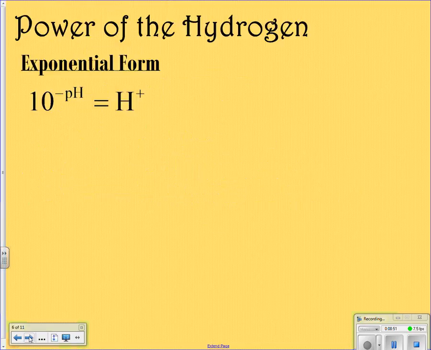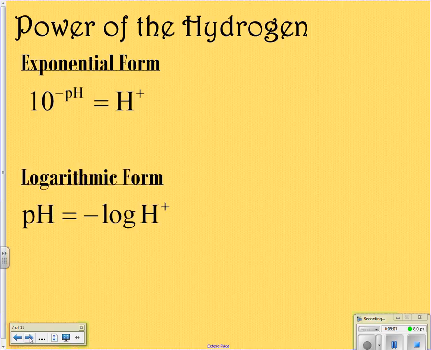Moving on to the power of the hydrogen. This equation is in exponential form, and we can rewrite that in log form by saying the pH equals negative log of H positive. Your pH, remember, ranges from 0 to 14. That should have been covered in chemistry.